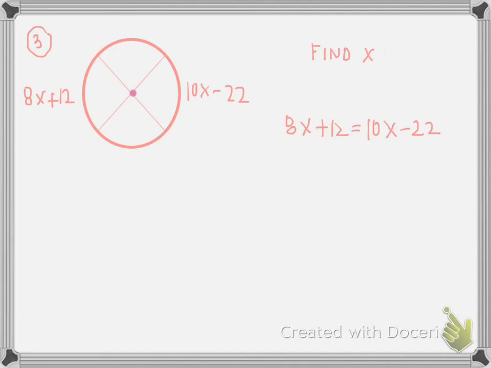Subtract your 10x, so you're going to get negative 2x plus 12 is equal to negative 22. Subtract your 12, so you're going to get negative 34. Divide both sides by negative 2. So x here is going to be equal to 17.